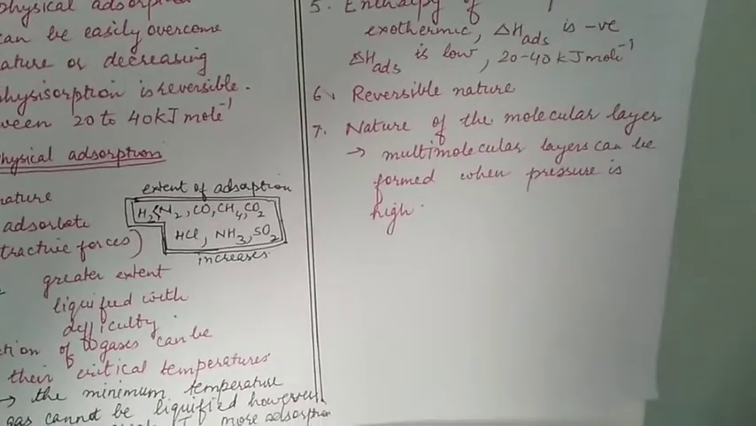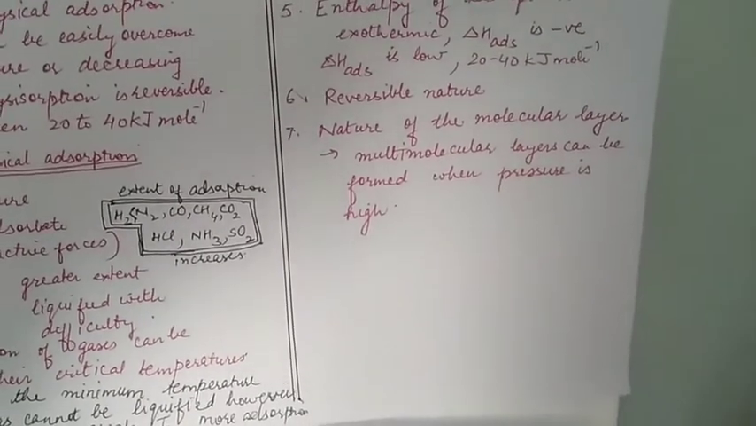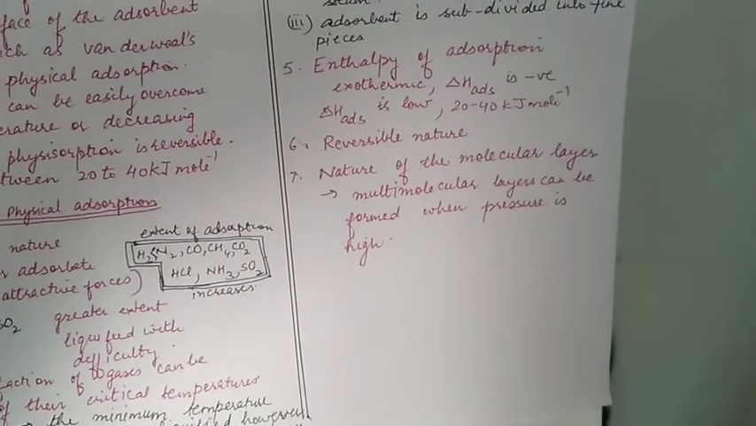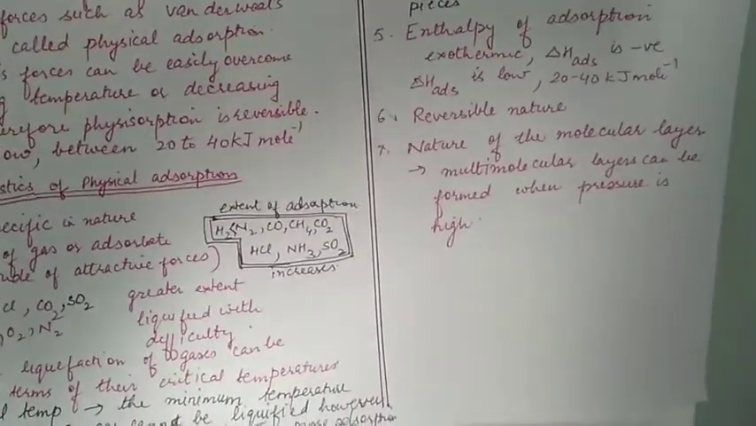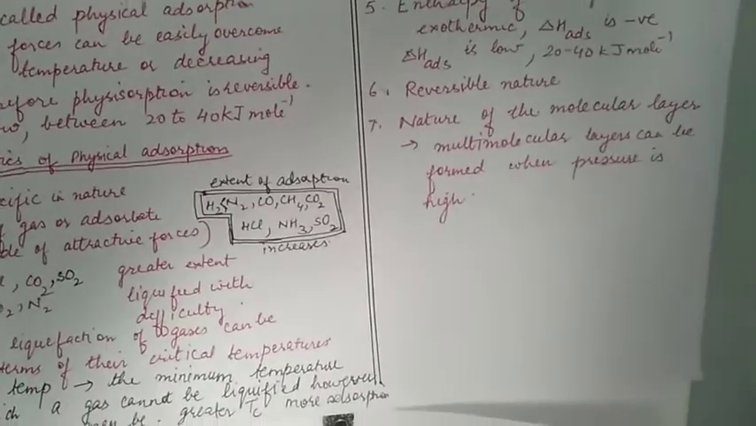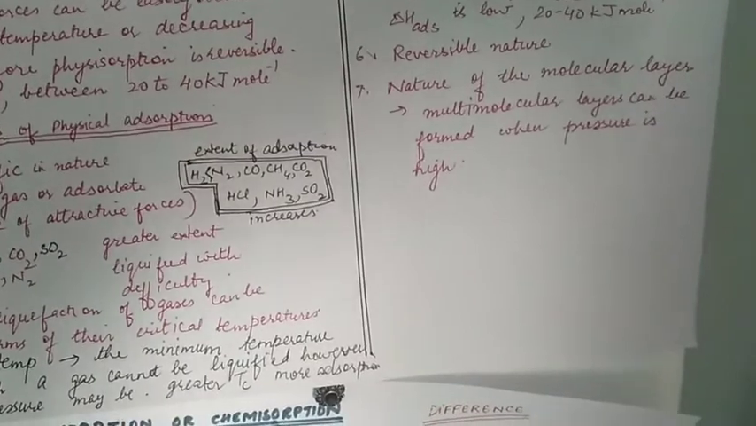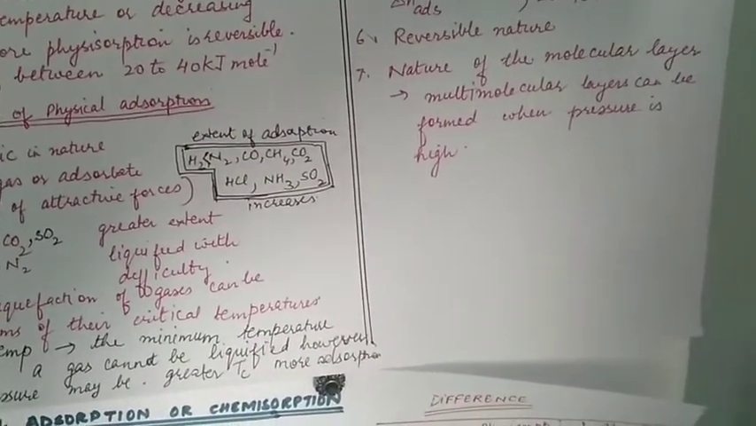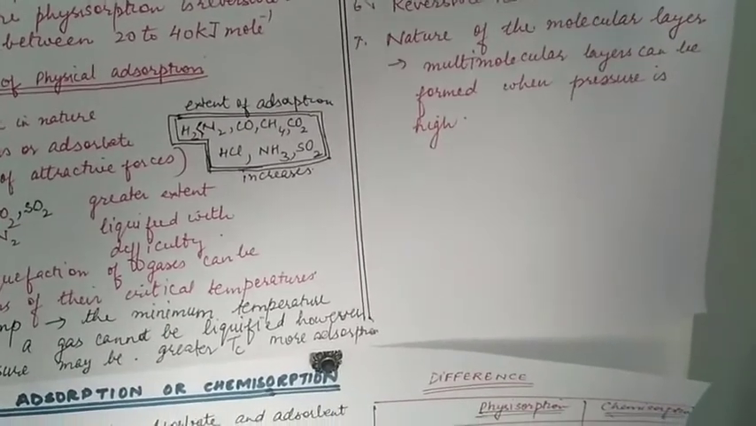Enthalpy of adsorption is low, of the order of 20 to 40 kilojoules per mole. On the reversible nature: if you increase the temperature or decrease the pressure, adsorption can be reversed. Physical adsorption can be reversed. In the nature of molecular layer, the gas can be adsorbed in multimolecular layers if the pressure is high.